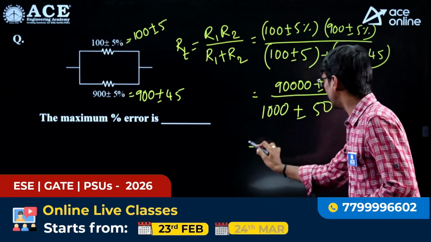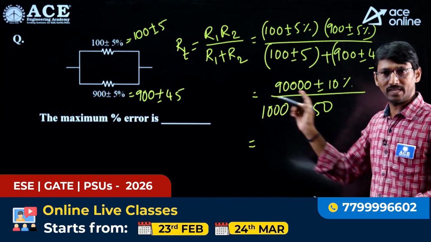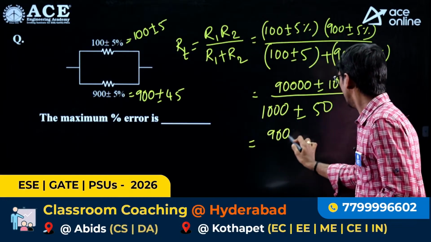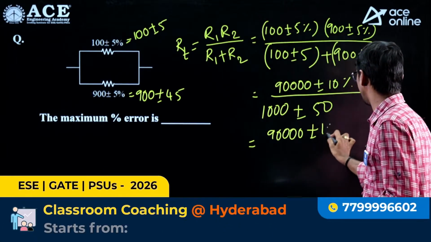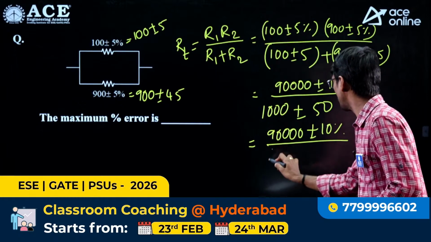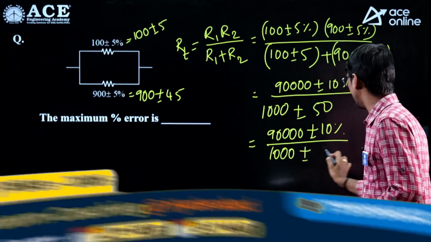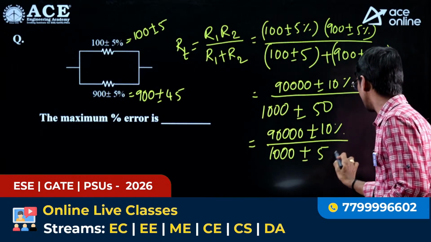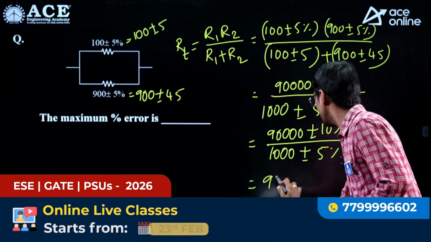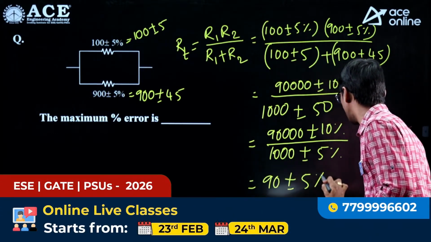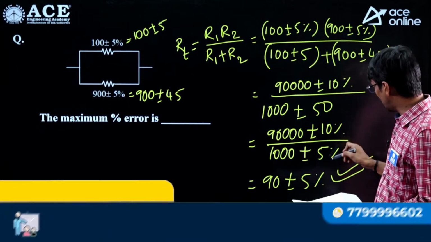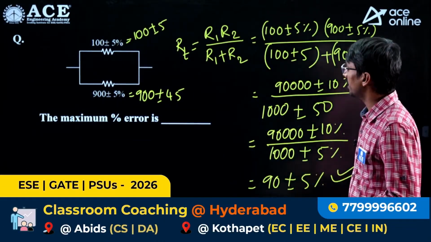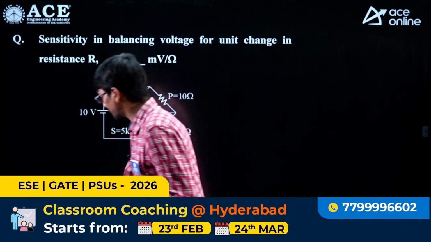And then division operation is there, percentage form of error we require, therefore 90,000 plus or minus 10% divided by 1000 plus or minus 50, which out of 1000 is 5%. So if you simplify this, 90 plus or minus 5% is the answer. We have to subtract the errors, therefore 10 minus 5%. This is one question. Next question is from bridges.